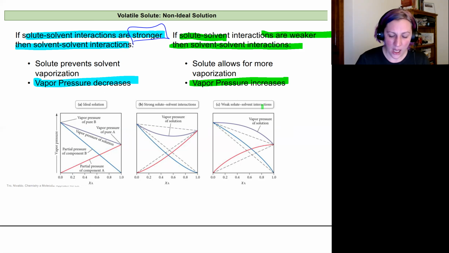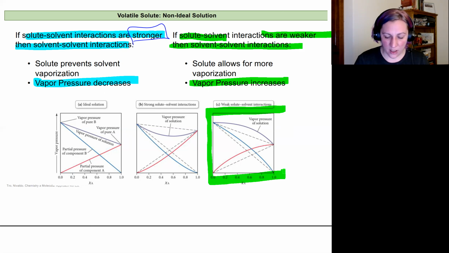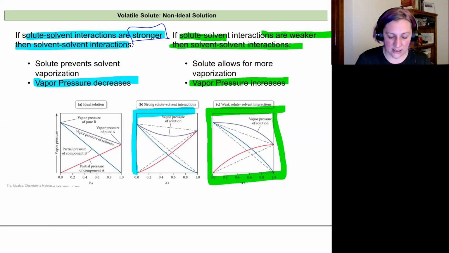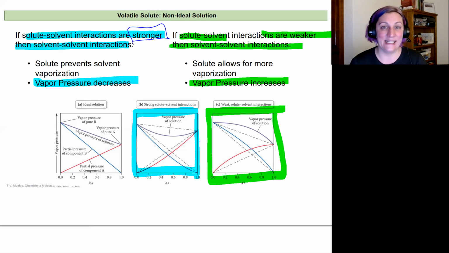So down here, we have our weak solute-solvent interactions shown here, showing an increase in the predicted vapor pressure for an ideal solution. And we see a decrease here if we have stronger interactions than what we would predict for our ideal solution.